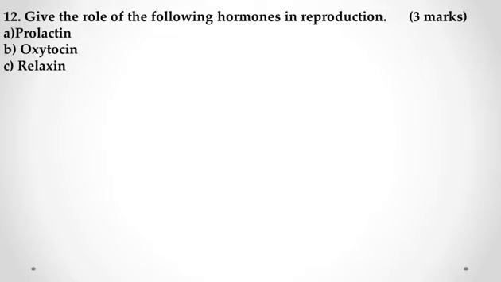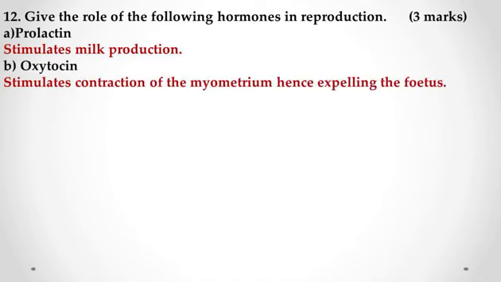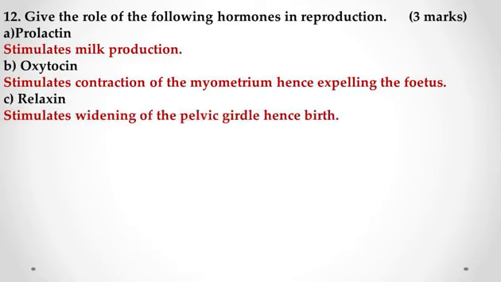Question 12. Give the role of the following hormones in reproduction: prolactin, oxytocin, and relaxin. Prolactin stimulates milk production. Oxytocin stimulates contraction of the myometrium, hence expelling the fetus. Relaxin stimulates widening of the pelvic girdle, hence birth.